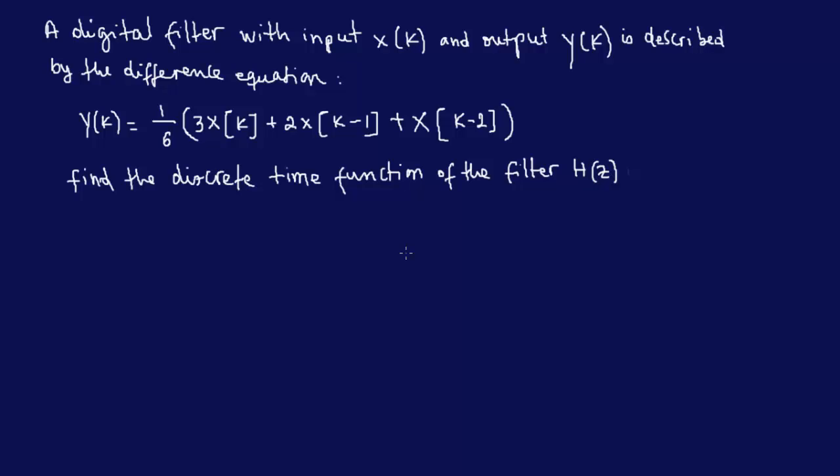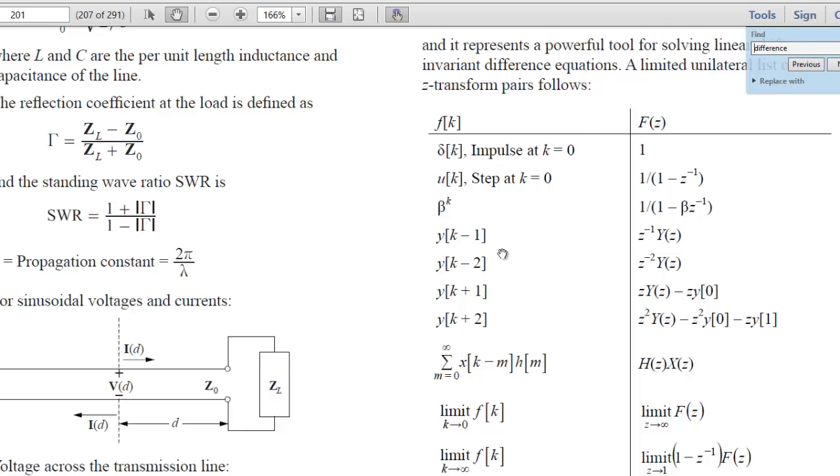A digital filter with input x of k and output y of k is described by the difference equation y of k equals whatever is shown here, and the question is to find the discrete time function of the filter, h of z. So basically this is dealing with the z transform, and we can go to the z transform table on page 201 of your FE handbook, and we are going to use that directly and apply it to our function.